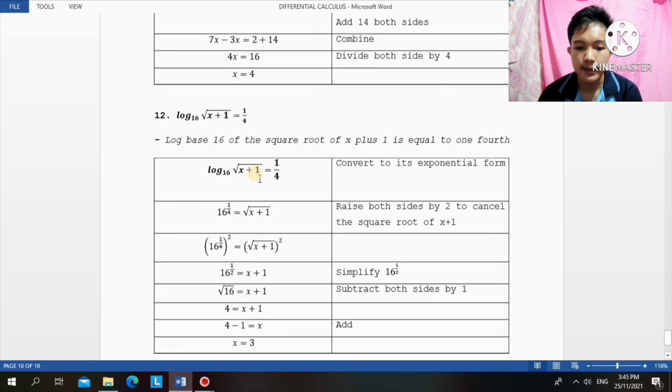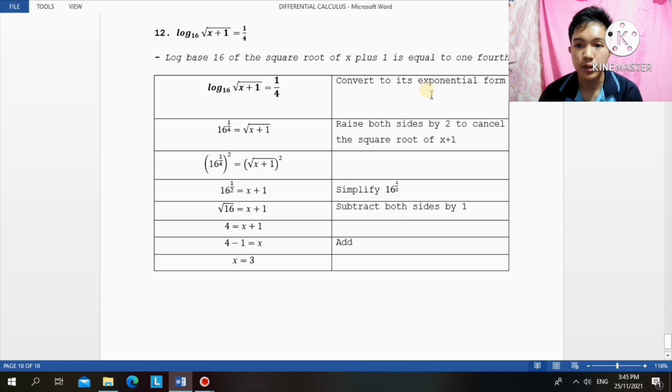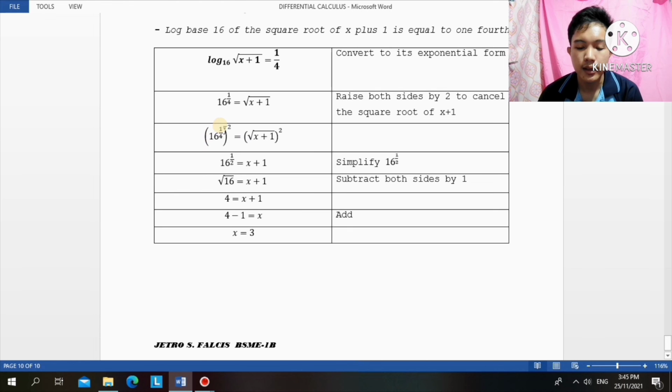So number 12, last number. So log base 16 of the square root of x plus 1 is equal to 1/4. Convert to its exponential form. So 16 raised to 1/4 is equal to the square root of x plus 1. So raise both sides to 2 to cancel the square root of x plus 1. So 16 raised to 1/4 raised to 2 is equal to 16 raised to 1/2. Then cancel the square root of x plus 1, so the remaining is x plus 1.